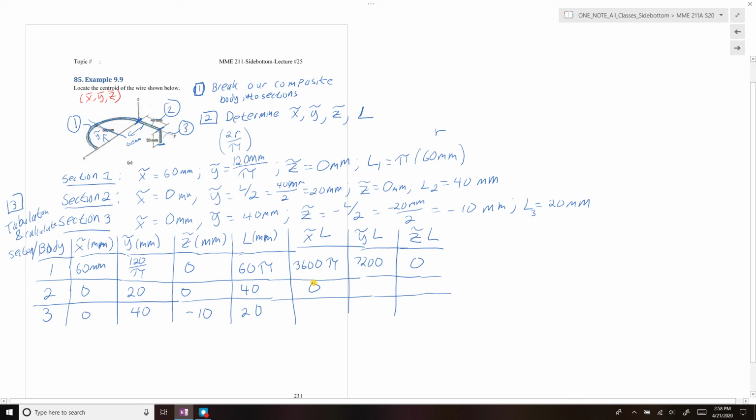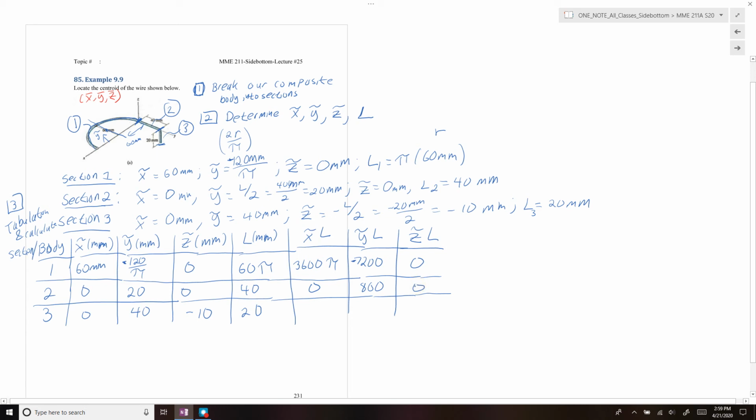And then for the second body, x tilde times L would be equal to 0. Y tilde times L would be equal to 800. One thing I forgot to include: for y tilde there should be a negative sign, because it's going along the negative direction. For section 1, there should be a negative sign there. So y tilde times the length should be equal to minus 7200. And then z tilde times the length for body 2 should be equal to 0.